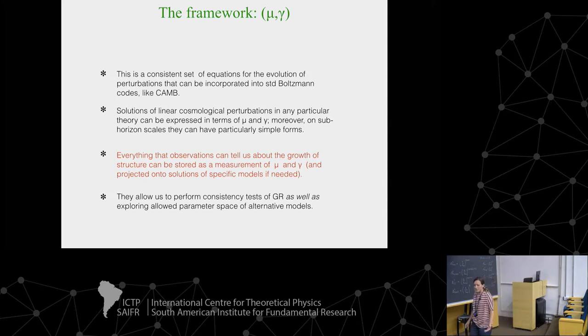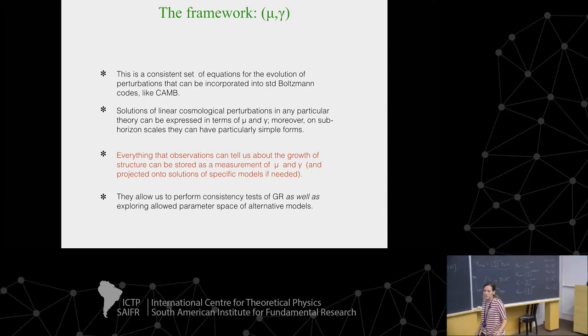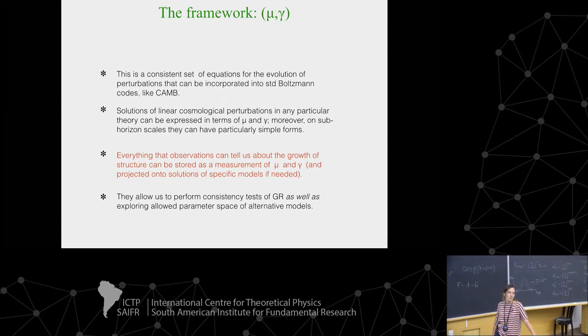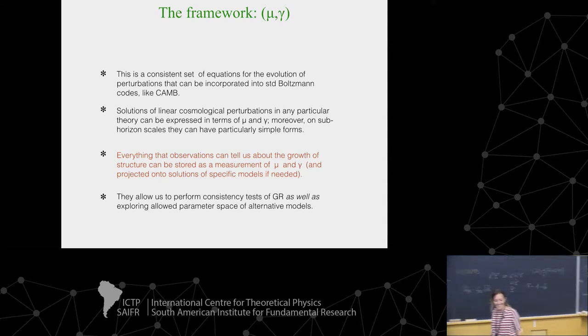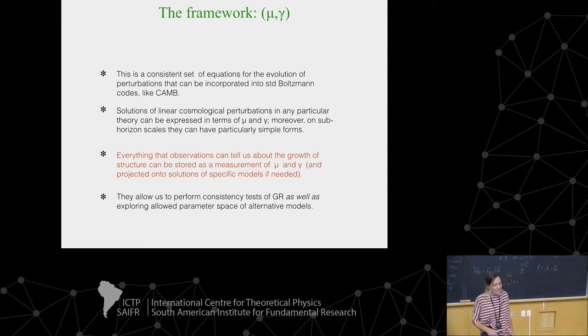The first thing that you can do is a sort of consistency check of lambda CDM. If you find that mu and gamma are 1, then maybe you stop. But you can try to do more, and especially you might want to make sure that you meaningfully explore alternatives.